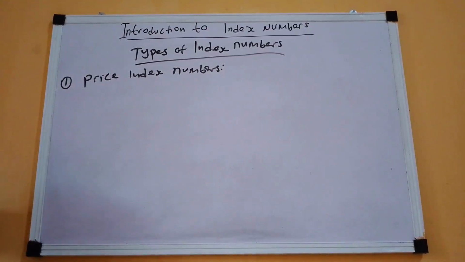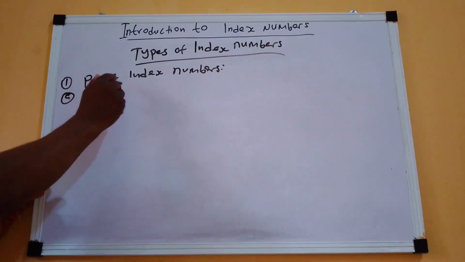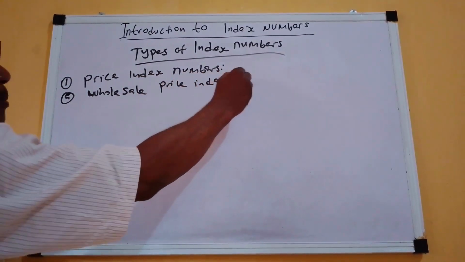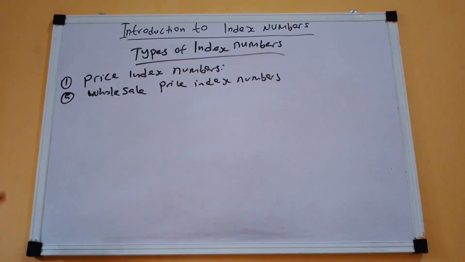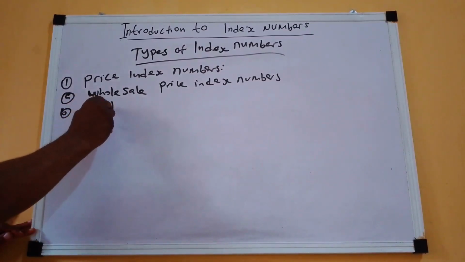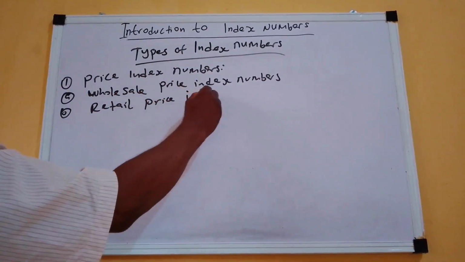So under the price index numbers, we have the wholesale price index numbers. I'm talking about the type of price index numbers that we have. We have the wholesale price index numbers, and this wholesale price index number is what reflects the changes in the general price level of a particular country. Then the number two, we have the retail price index numbers.